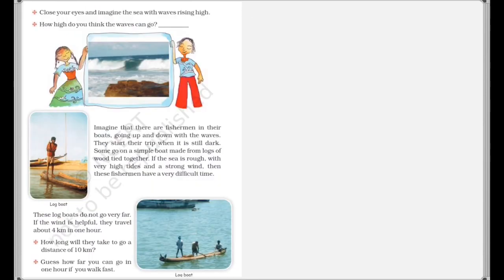Now close your eyes and imagine the sea with waves rising high. How high do you think the waves can go? Maybe let's say 3 meters or 4 meters is how high the waves can go. Imagine that there are fishermen in their boats going up and down with the waves. There are fishermen who are going through these waves. They start their trip when it's still dark. Early in the morning they go, when even the sun hasn't come out.